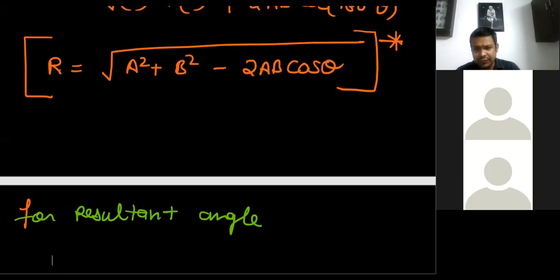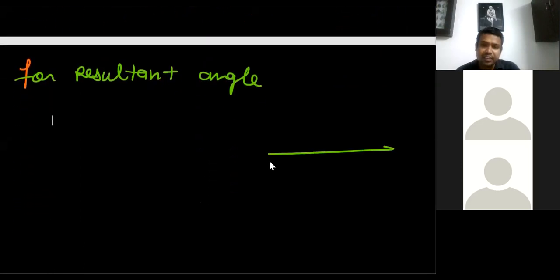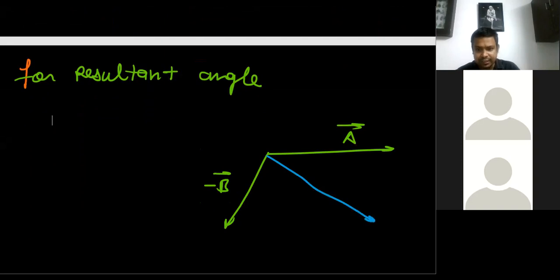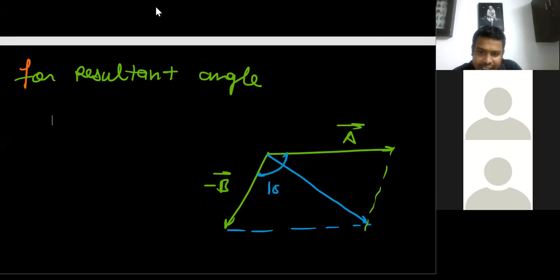But for better clarification, let us see again. This is the vector A and this is minus vector B, and this resultant vector R is in here. So this is the resultant vector R, and the angle between the two vectors is 180 minus theta. Now, this R makes an angle alpha from vector A, and this angle is called the resultant angle.